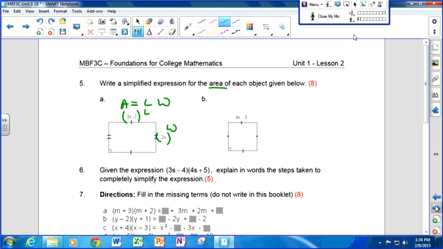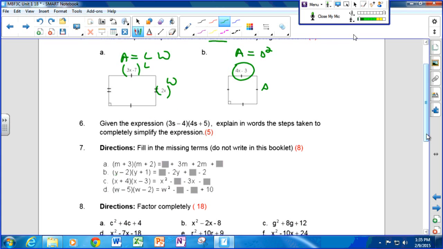Okay. Now, for a square, which is part B, the area of a square, it's been a while maybe, it's just s squared. So it's just the side length times itself. You're given a side length 4x minus 3, so you're just going to write 4x minus 3 squared and then solve that. Okay? All right.